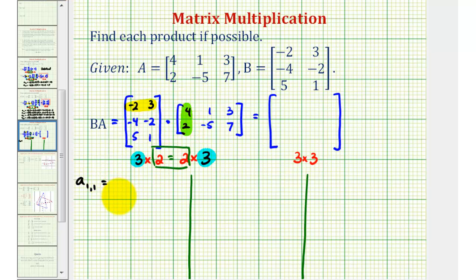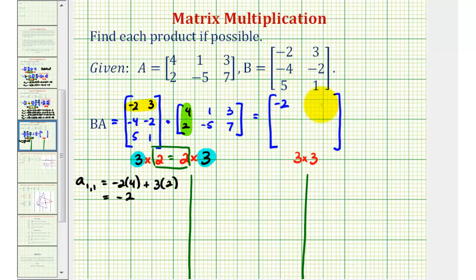So to find this element, we want to multiply row 1 by column 1, which means we'll find the sum of the products of the first elements and the second elements. So A sub 1, comma 1 is equal to negative 2 times positive 4 plus 3 times 2. This would be negative 8 plus 6, which is equal to negative 2. So A sub 1, comma 1, or this element here, is negative 2.